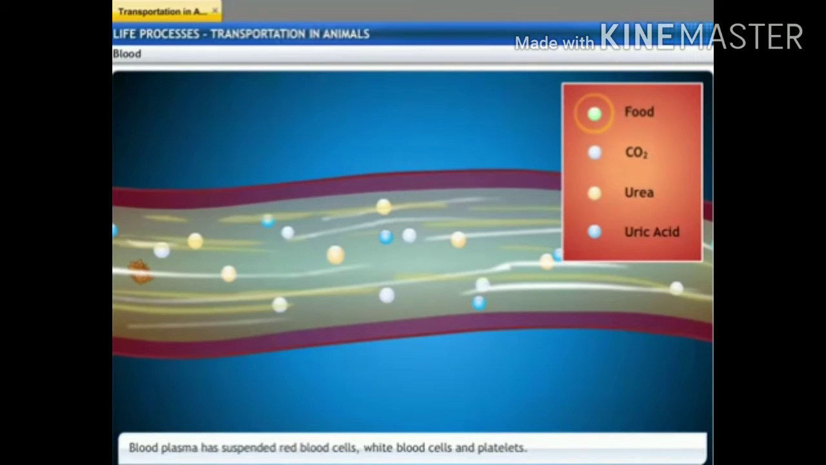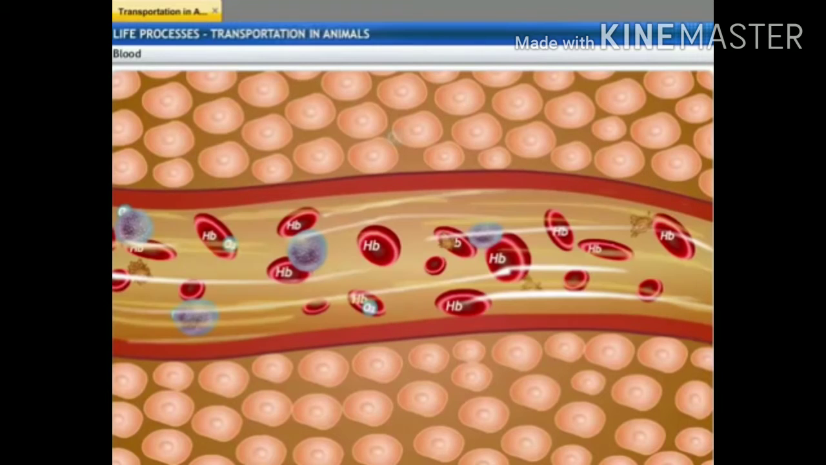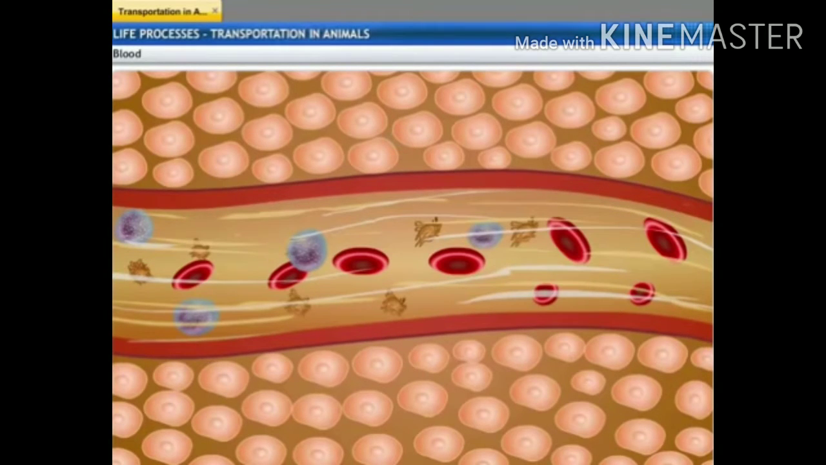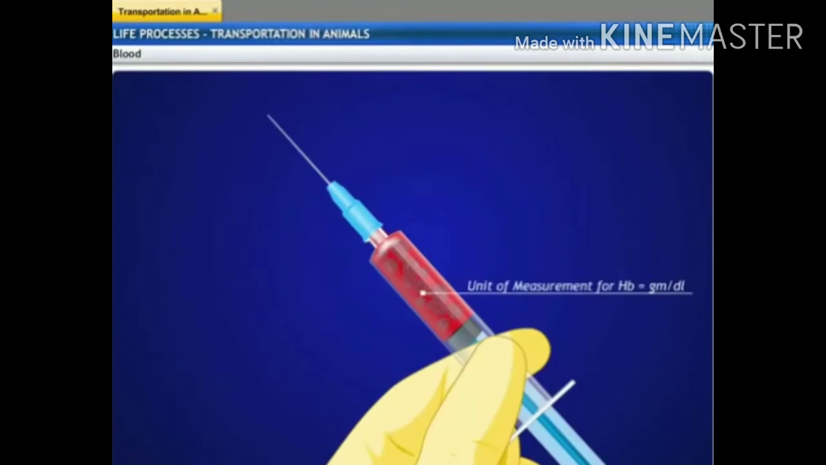Plasma transports food, carbon dioxide, and nitrogenous wastes in dissolved form throughout the body. Oxygen is delivered to the tissues by a pigment called hemoglobin that is present in red blood cells. The unit of measurement for hemoglobin is gram per deciliter of whole blood.